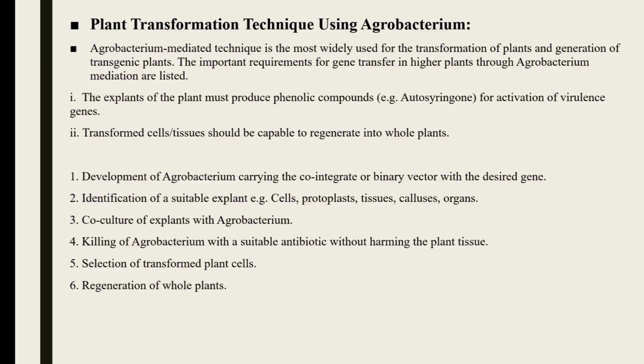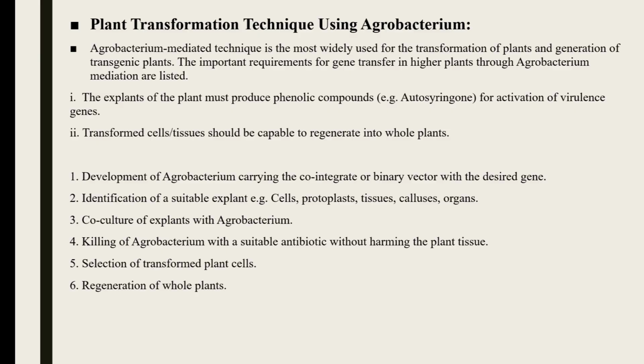Before starting transformation, we need to select the explant or plant cell. And those cells need to have certain characteristics. Either the explants of the plant must produce phenolic compounds, for example, acetosyringone, for activation of virulence genes. Transformed cells or tissues should be capable of regenerating into whole plants.